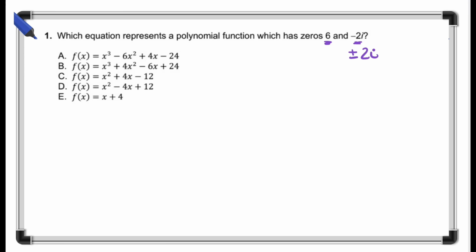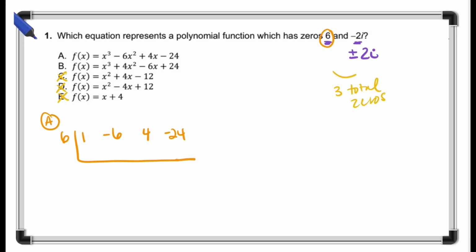Now you're going to have to determine between A and B which one is going to have that 0. So what you're going to do is use the 0, that's the 6, because that's a real 0. And we're going to try synthetic division with letter A as well as with letter B. Now, with letter A, we're going to put 6 on the outside of our synthetic division, and we're going to try 1, negative 6, 4, and negative 24.